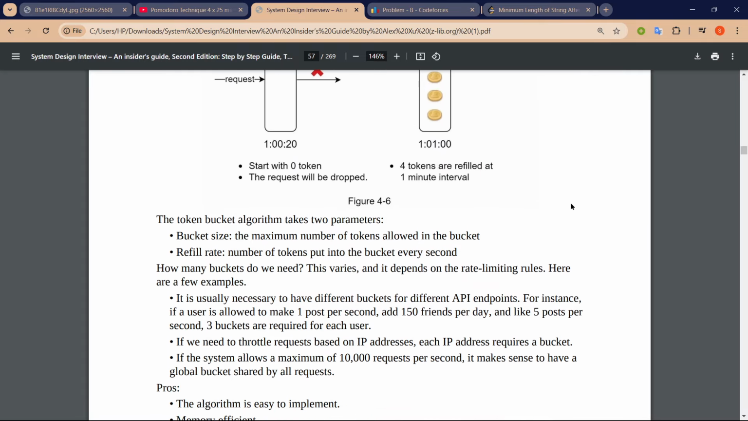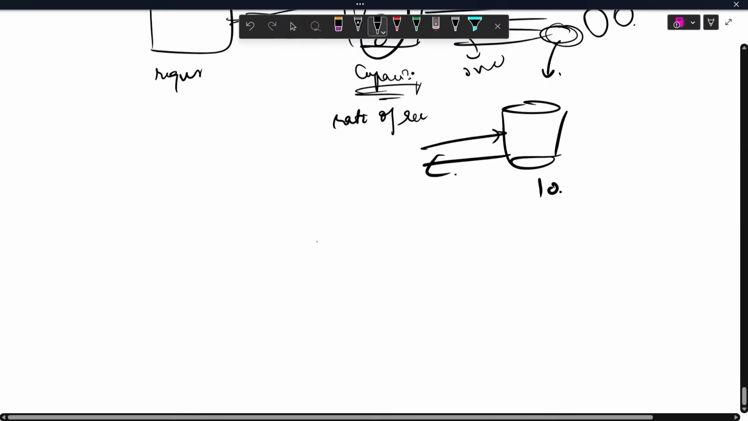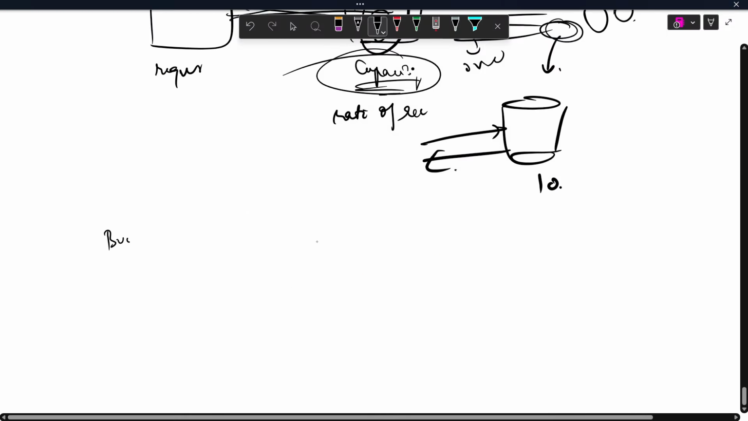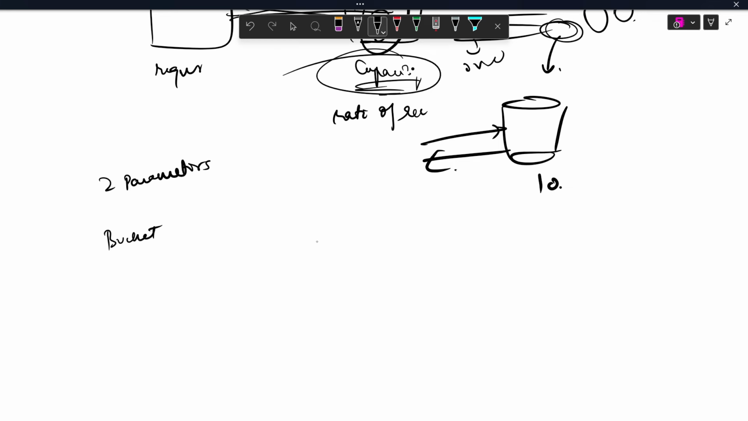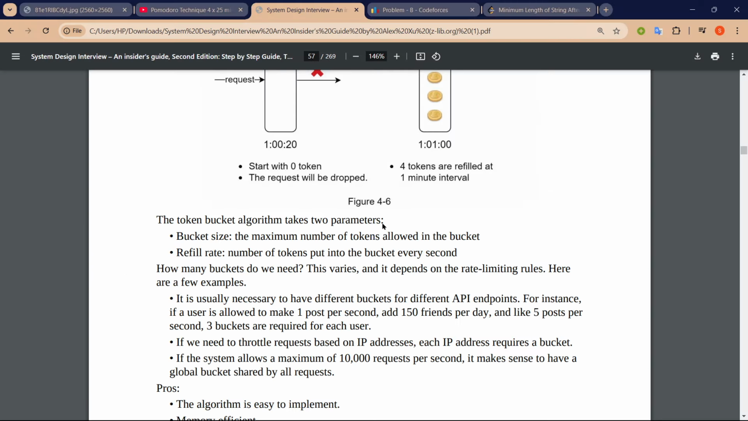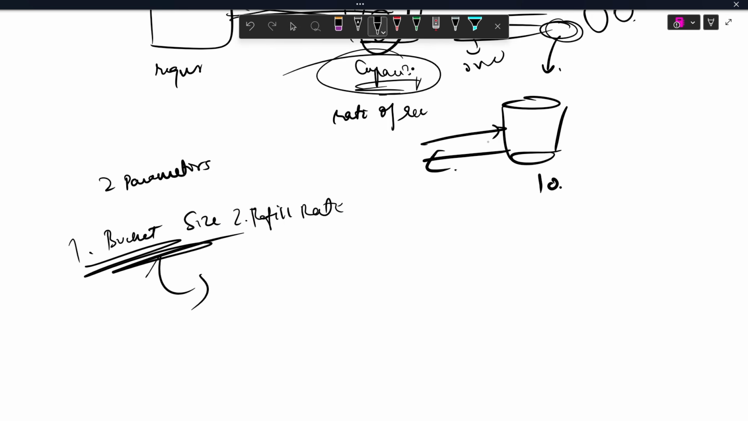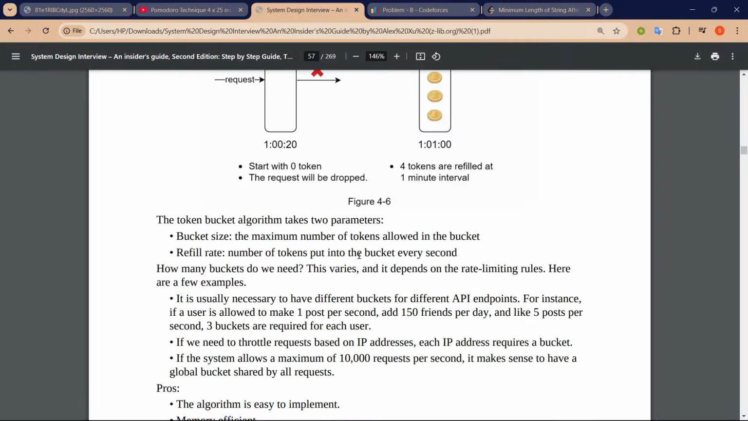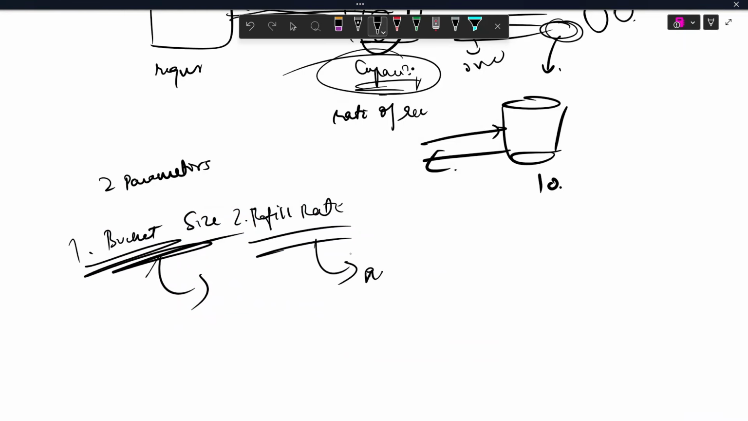The token bucket algorithm takes 2 parameters, bucket size and refill rate. So the first one is the bucket size. Bucket size is basically the capacity of the bucket, the maximum number of tokens that are allowed in a bucket. And the refill rate is the number of tokens put into the bucket every second.